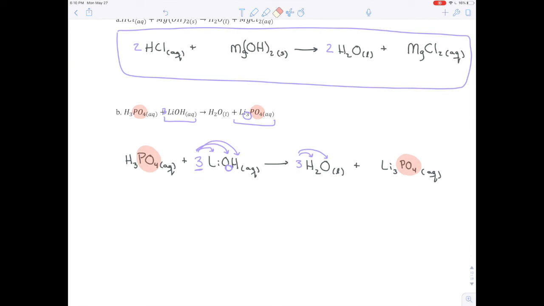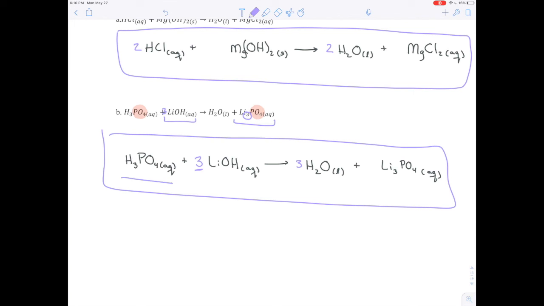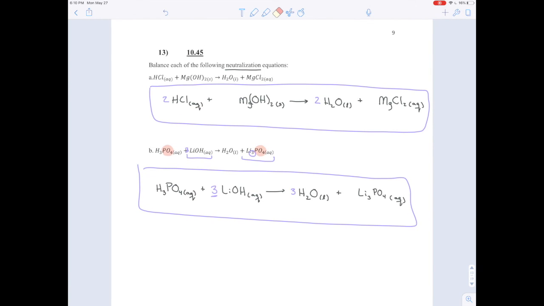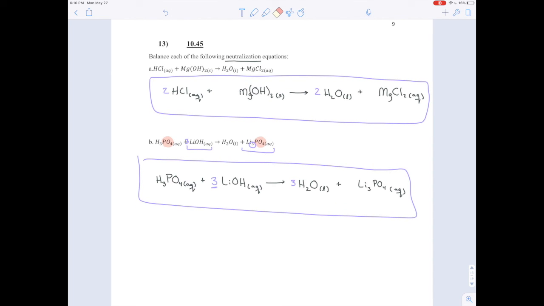So every element is balanced, this whole equation is balanced, and this is the neutralization reaction that happens when you react phosphoric acid, that's in, for example, Coca-Cola, with lithium hydroxide to give you water and a salt. So these 2 questions give you a sense of the process for balancing neutralization equations. First, balance the elements that are not oxygen or hydrogen. Then balance oxygen, and then go back and check to make sure everything is balanced.